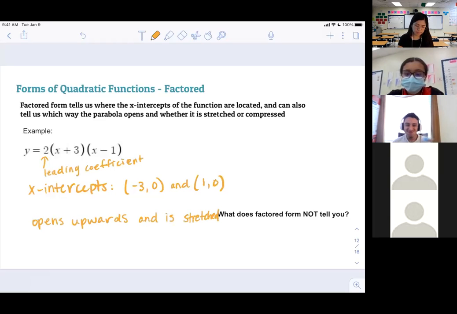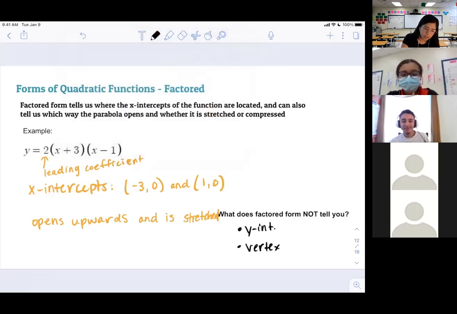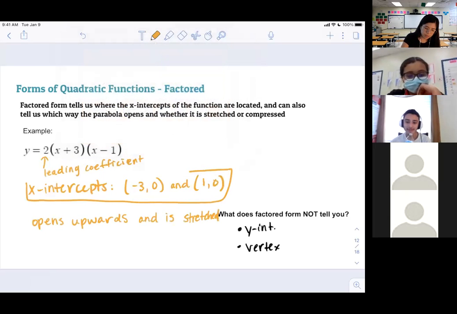What am I missing? Your y-intercept and vertex. Good. So let's figure out how we can get that information. Does anyone have any guesses? How could I figure out the y-intercept or the vertex?